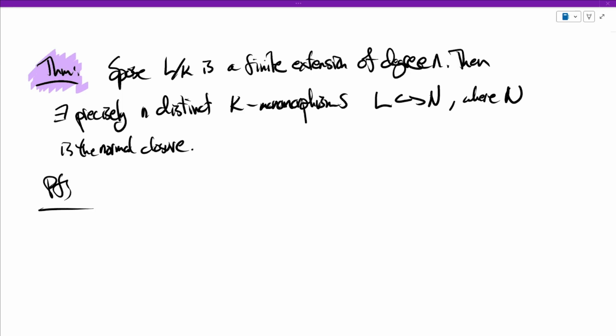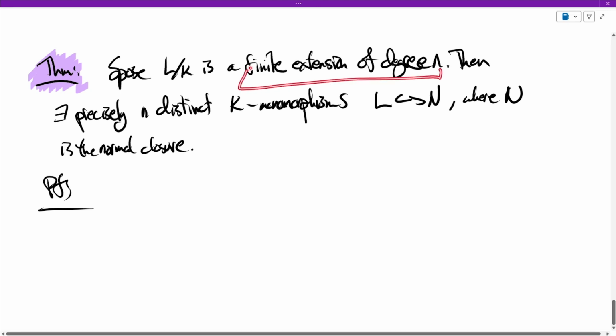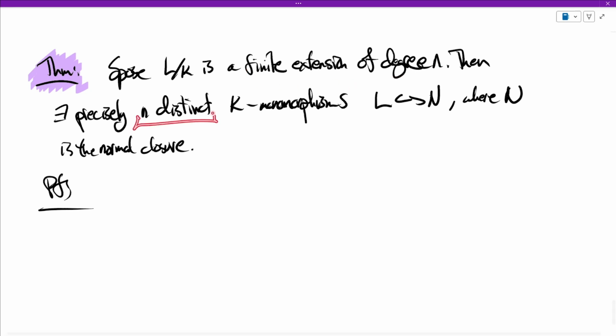Okay, so the next theorem is going to be a fundamental theorem. It's going to allow us to compute the size of the Galois group of the normal extension. And the theorem says if we have a finite extension L over K of degree n, then there exist n distinct K-monomorphisms from L into N. So we get n total K-monomorphisms from L into N, the degree number of them.